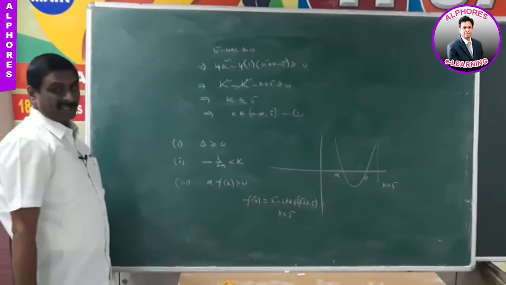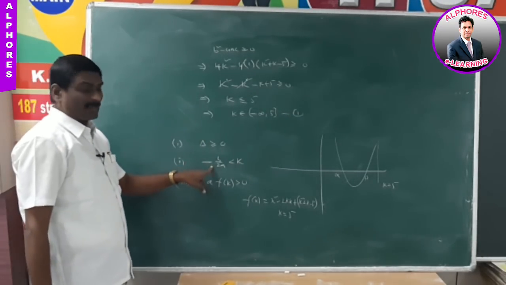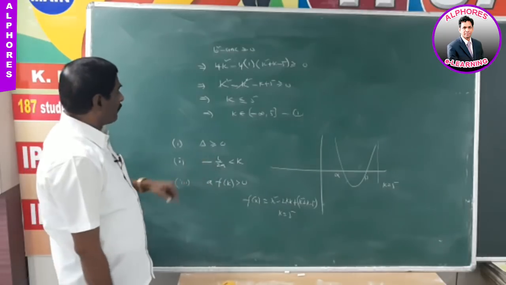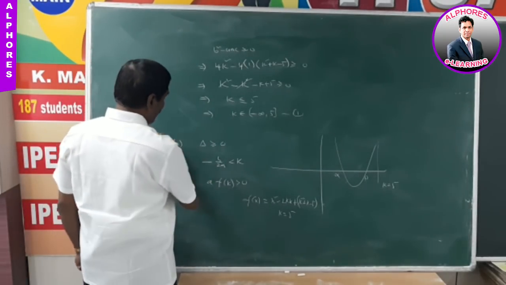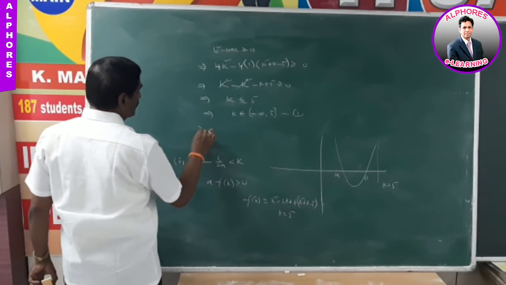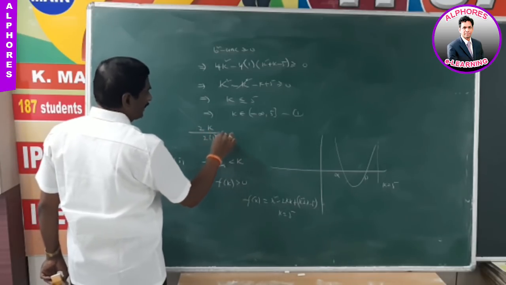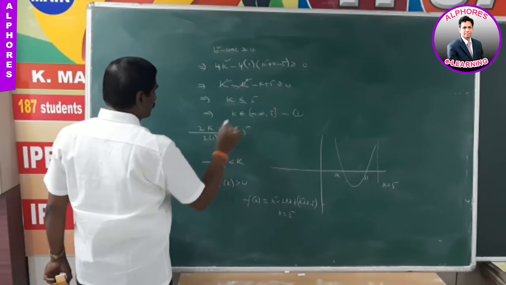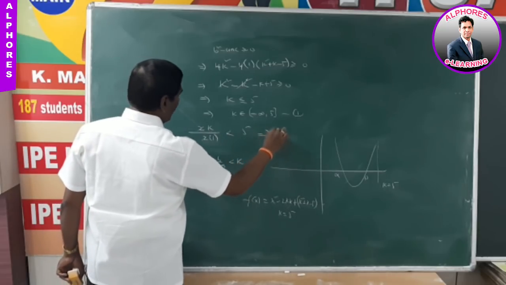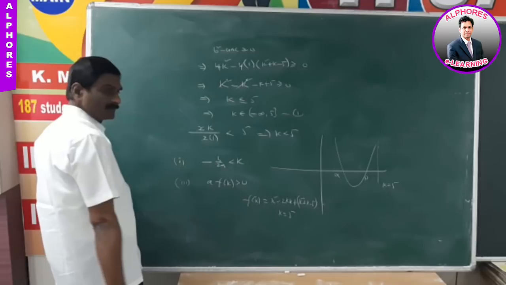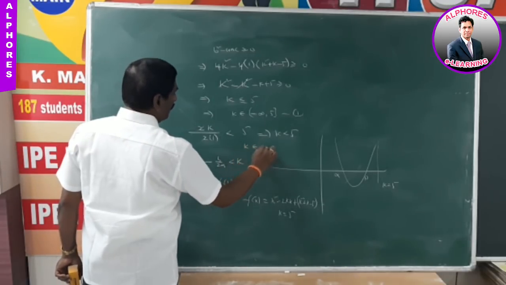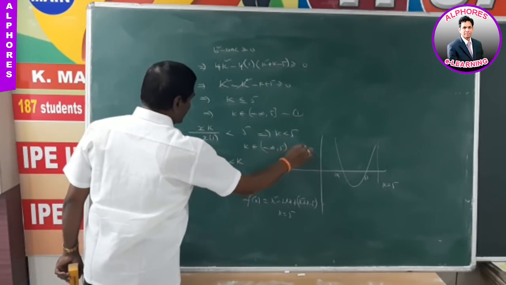Delta greater than or equal to 0. Next condition, minus b by 2a less than k. Minus b by 2a means minus 2k by 2 into 1 less than k, that is 5. 2 cancel, that implies k less than 5. Here k belongs to minus infinity to 5. It is the second one.